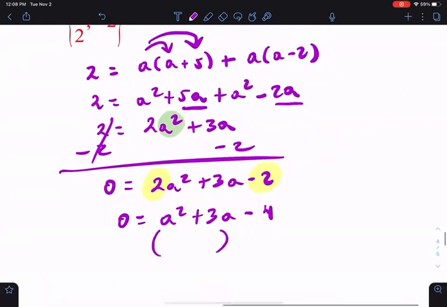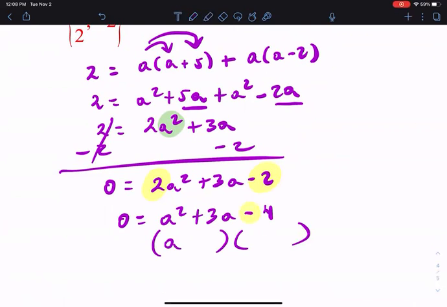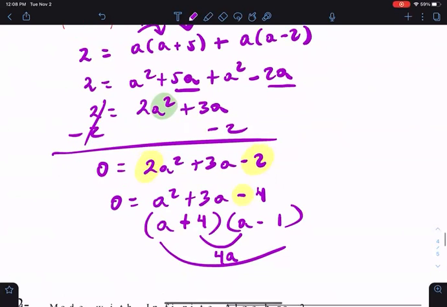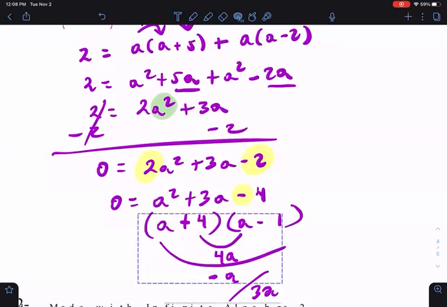Factor. The sign means they're going to be different, the signs, right? So this is a plus and a minus. So that's going to be 4 and 1. 4 times negative 1 is negative 4. And then if you combine these two together, you get 4a and negative a. So that's going to be 3a, which is the term that you have in the middle. And a times a is a squared. So you're good.